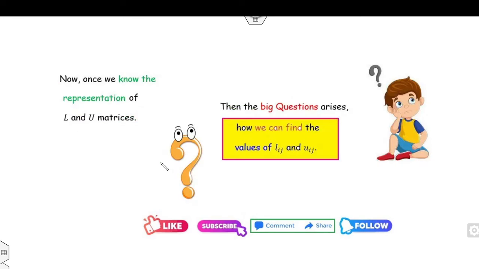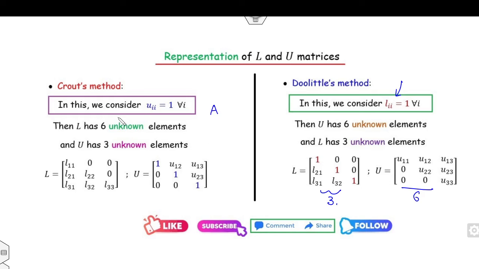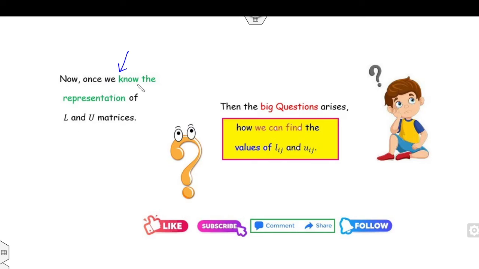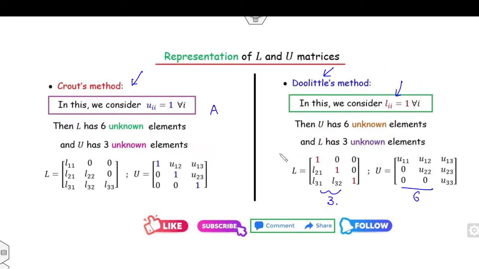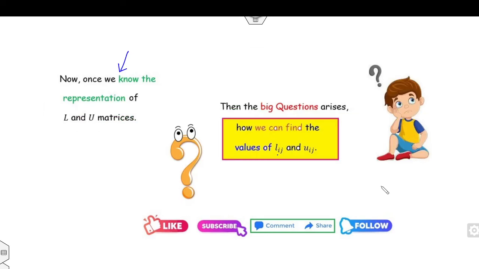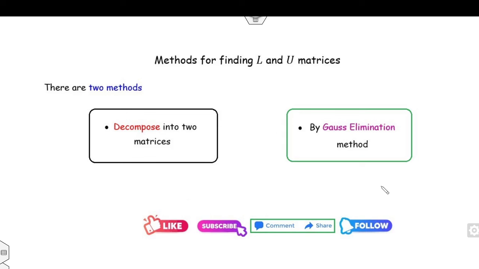Now, another big question arises: once we know how to represent Lij and Uij in this manner, either with the help of the Doolittle or the Crout method, how can we find the values of the remaining Lij and Uij? For example, in this case, how can I find the values of Lij, and how can I find the values of Uij? Similarly for this case. There are 2 methods. The first method is to decompose into 2 matrices, and the second is by using Gauss elimination. I will explain both methods in this lecture.